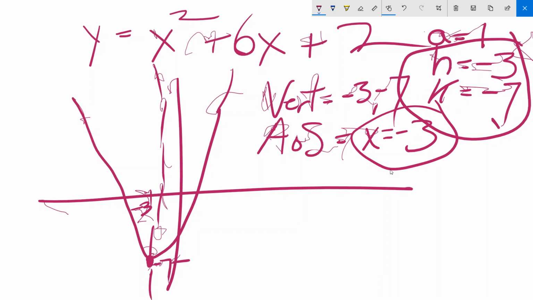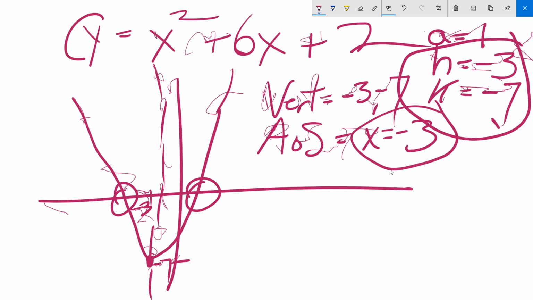What's the next thing they ask you for? Just the direction of opening. Opens up. There is one additional thing they might ask you. What are the zeros? Remember that any 3 points define a parabola. So the vertex is the most important point, but you still need 2 more points. Usually those 2 points come from the zeros.